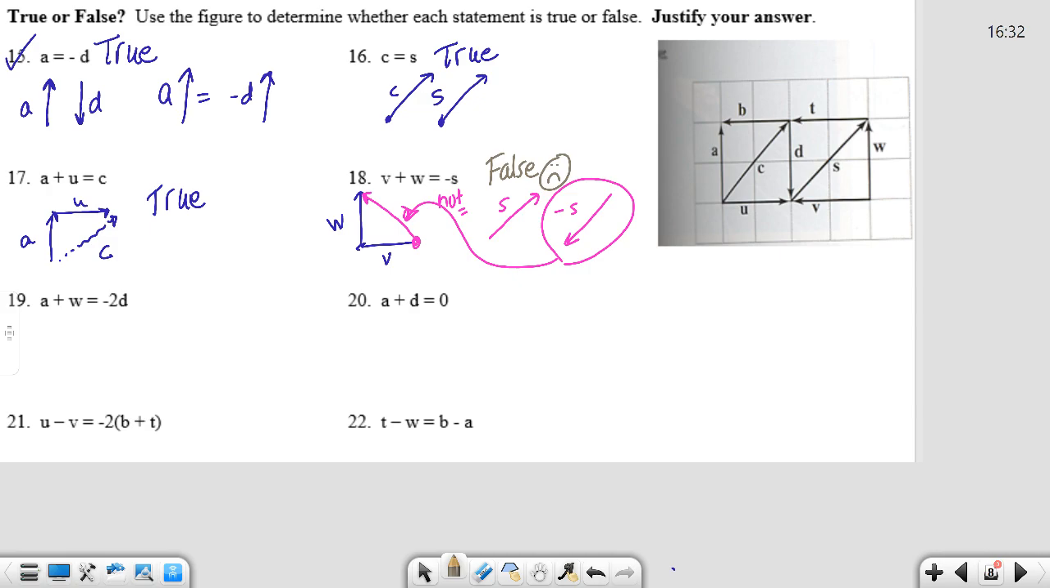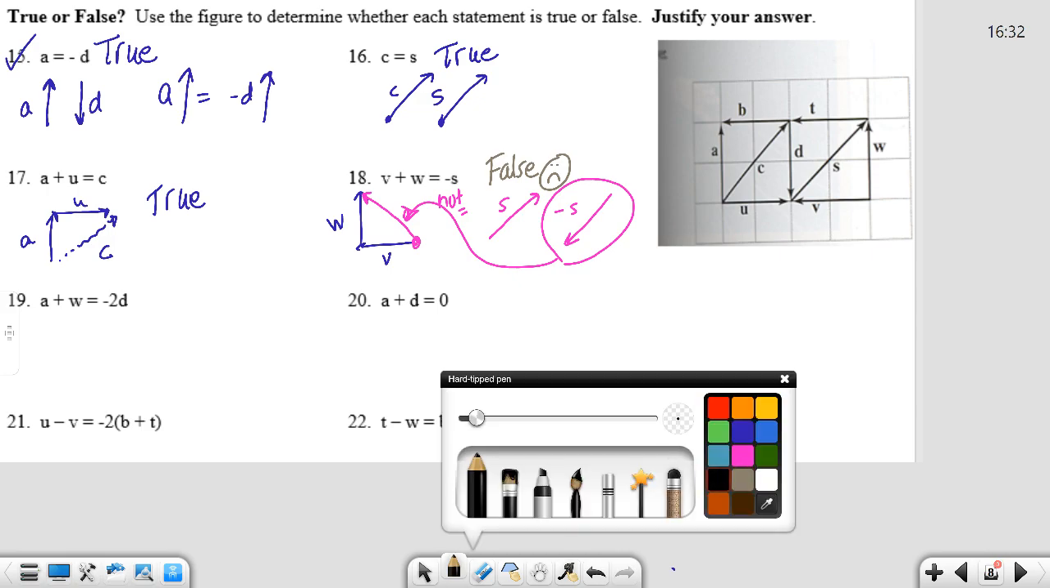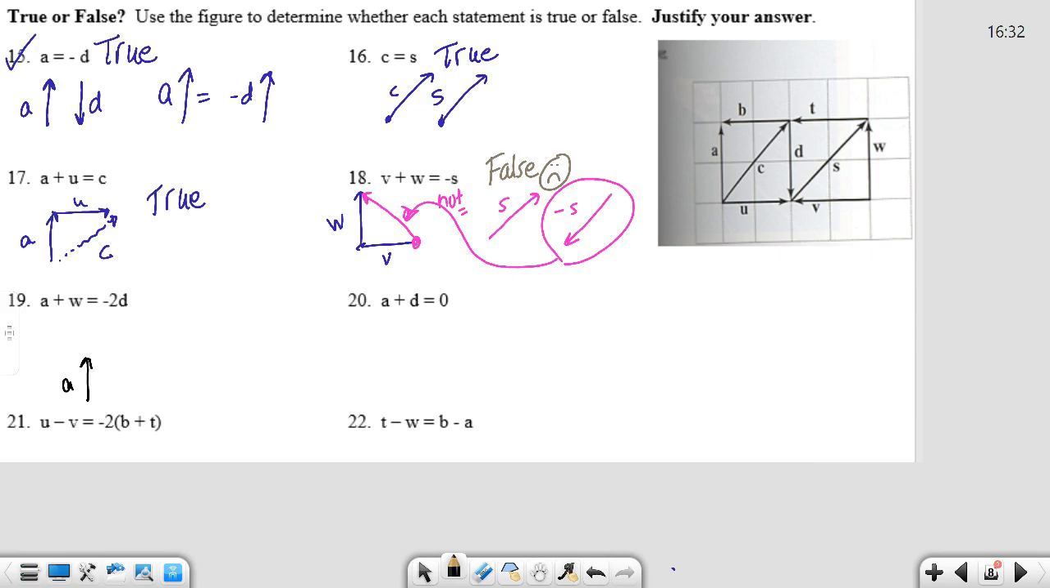All right, a plus w, is that negative 2d? Let's check. So here's a, vector a. Vector w does the same thing for the same distance. So there's a plus w. This is the resultant, okay? Is that the same thing as negative 2d? All right, here's d. If I double d, there we go. So there's 2d. If I do negative 2d, it would go up and, yep, true it is. Fabulous. I'm liking these true things.